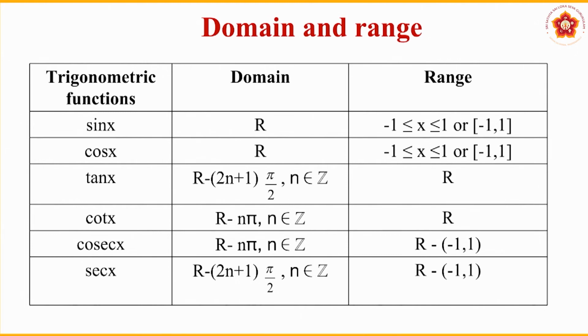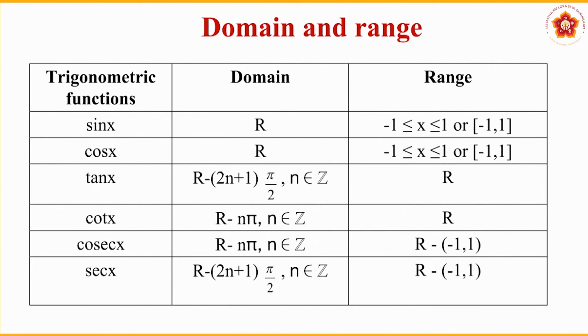Next coming to tan x, its domain will be R minus (2n plus 1) pi by 2, that is you are removing all the odd multiples of pi by 2 from the set of all real numbers. The remaining real numbers will be the elements of the domain, for which you will get the value for tan x, and the range is all the real numbers. So any real number can be the value for tan for some angle.